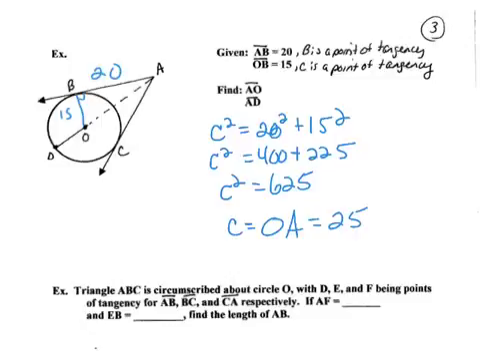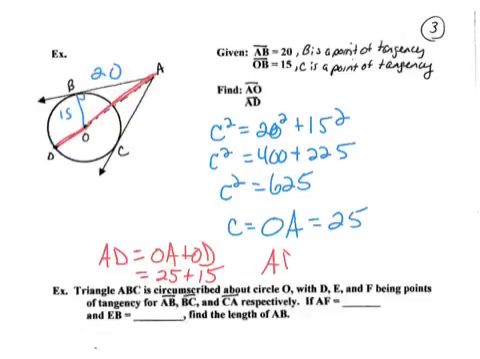Now to find AD, we already know that this is 25 and the radius is 15, so you're just going to add the 25 and the 15. So AD is OA plus OD, so that's going to be 25 plus the other 15, so AD is 40. So don't make these problems complicated. If you're given some lengths and a tangent, look for a right triangle and try to use the Pythagorean theorem.